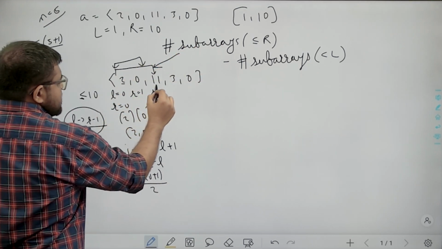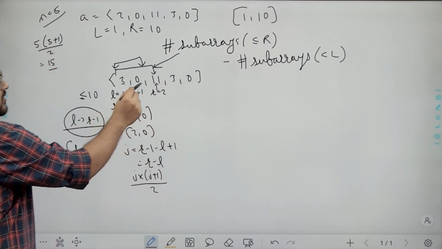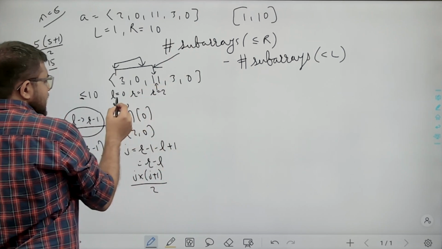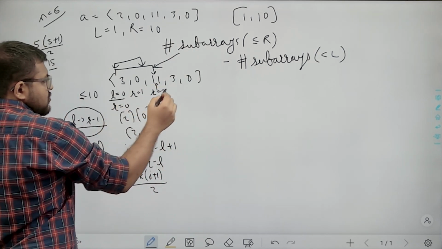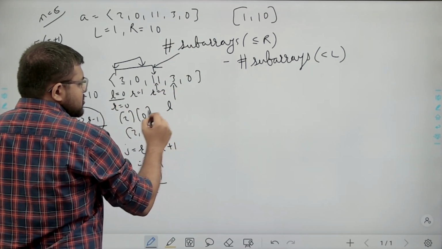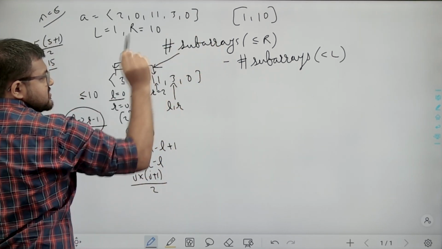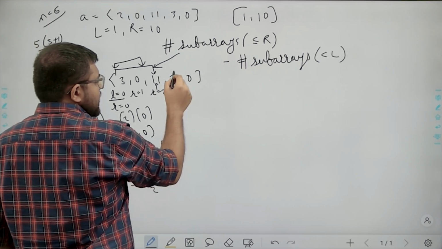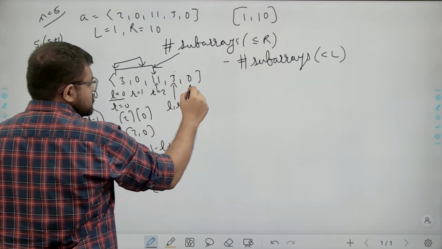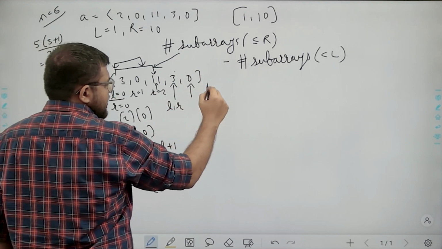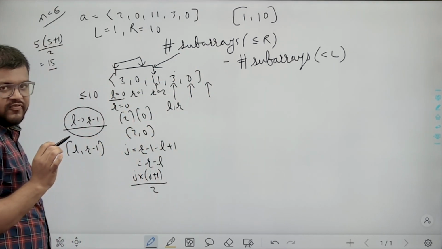Then this was the point where the element is greater than R. So I will move my starting pointer here: L equals R plus 1, and also move my R here. Now again, is it less than or equal to R? 3 is less than or equal to 10. Yes, so my R will go here. 0 is less than or equal to 10. Yes, so my R will come here. Now I come outside of the array.